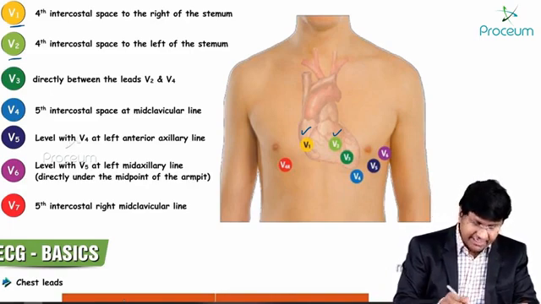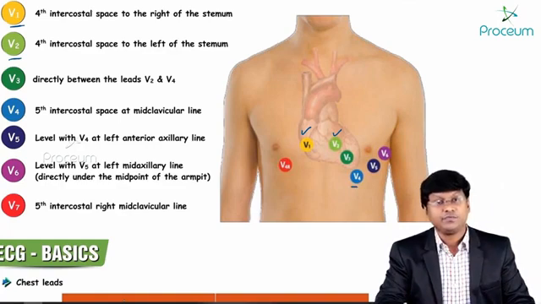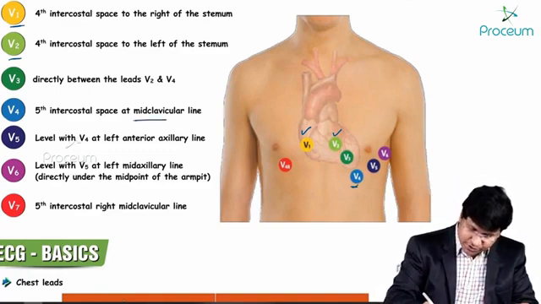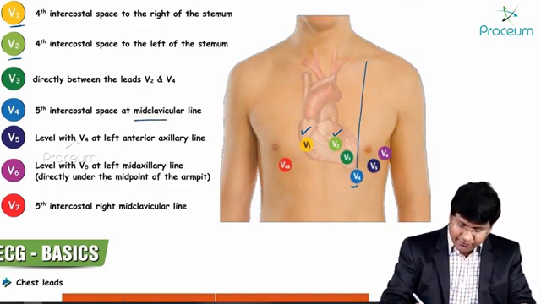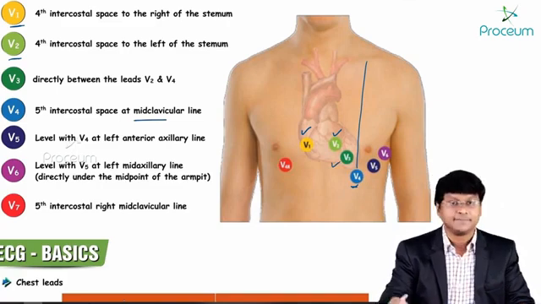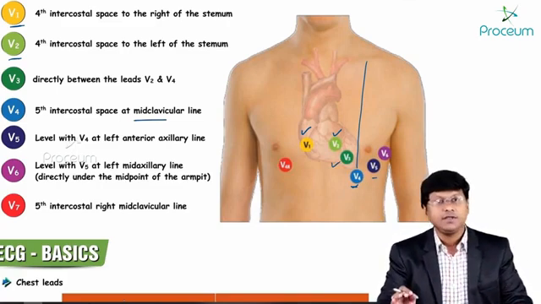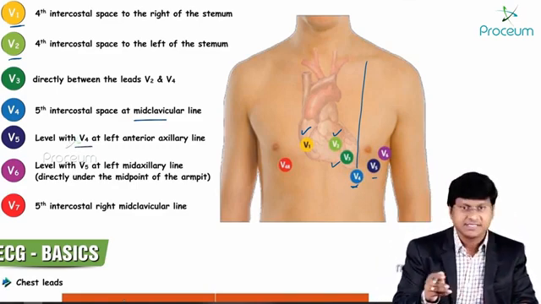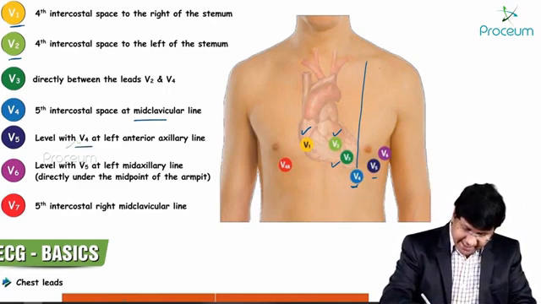We don't place V3 immediately. We initially place V4. Where do we place V4? V4 is placed in the 5th left intercostal space in the mid-clavicular line. And in between V4 and V2, we place V3. Then you take V5. V5 we place at the same level as V4, that means in the same 5th left intercostal space, but in the anterior axillary line.